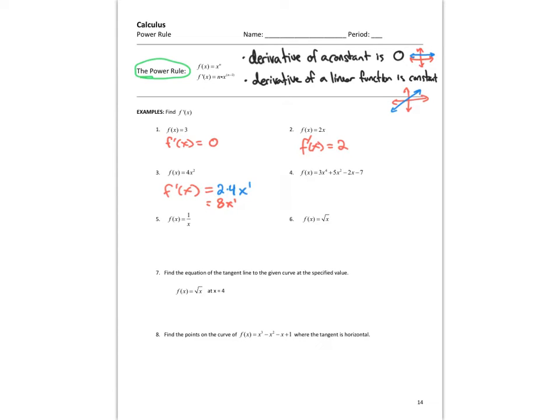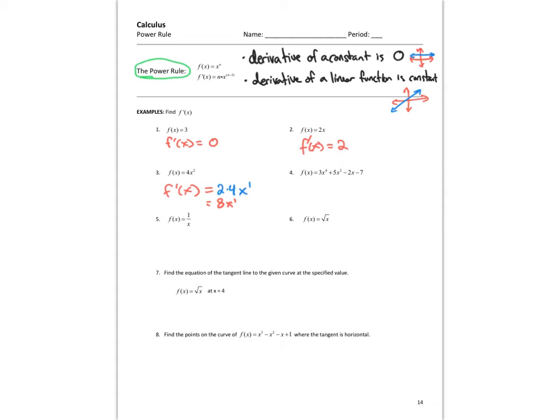Usually when we do these, we'll do that multiplication in our head. So you don't need to write out 2 times 4. You'll bring that 2 down in front and say 2 times 4 is 8 right away. You also don't need to write the 1 as the exponent, but you can. So the derivative of number 3 is just 8x.